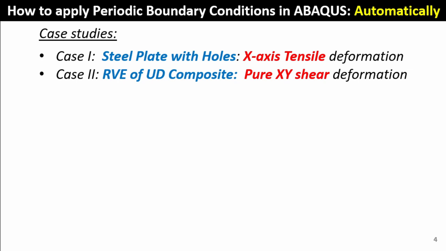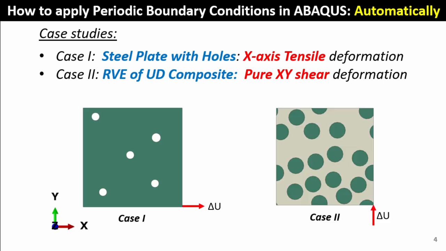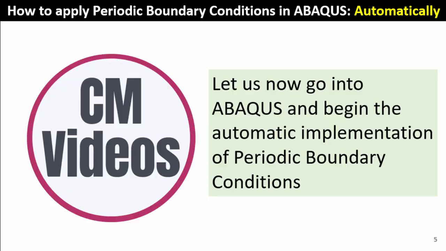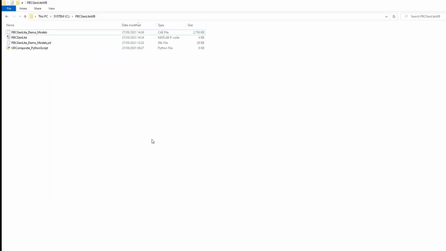So two case studies we're going to be looking at. First, a steel plate with holes. We do an X deformation, tensile deformation on it, and then an RVE of a UD composite, and we're going to do a pure XY shear deformation. So this is the picture of the domain for the case one study and the domain for the case two study. Before we do that, let's look at what we would have as the code.